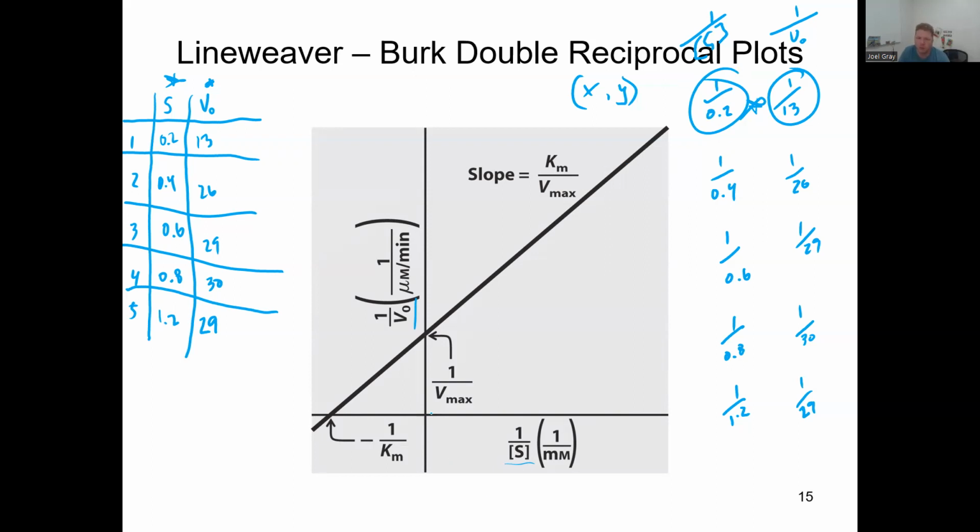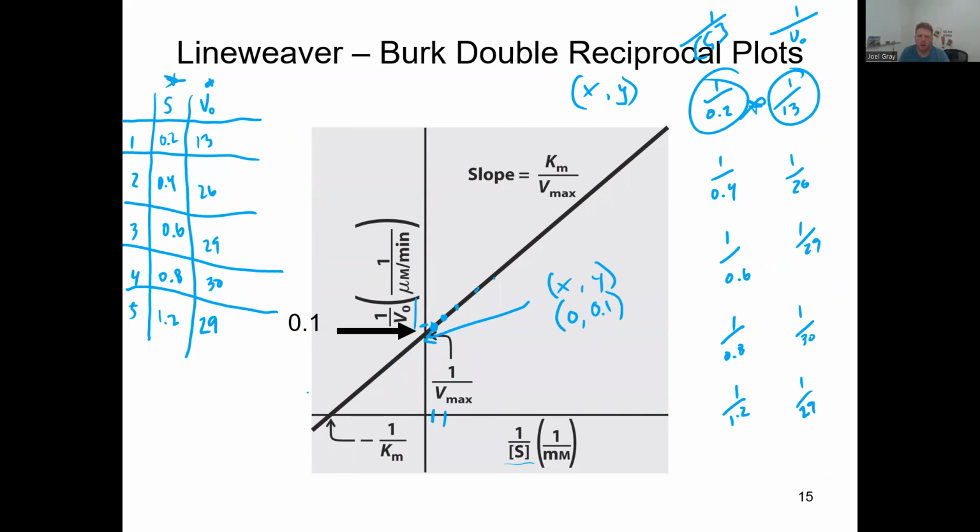You'd say 1 over 0.2 is approximately, sorry, it's right here. 1 over 13 is approximately right here. So boom, there's my data point. 1 over 0.4 is right here. 1 over 26 is about right here. So you ultimately come up with a plot that looks like that for a Lineweaver-Burk double reciprocal plot. So you'll plot all those data, and what you'll ultimately come up with is a nice graph that shows your y-intercept value. Your x, y coordinates here are 0, and in this case, 0.1.